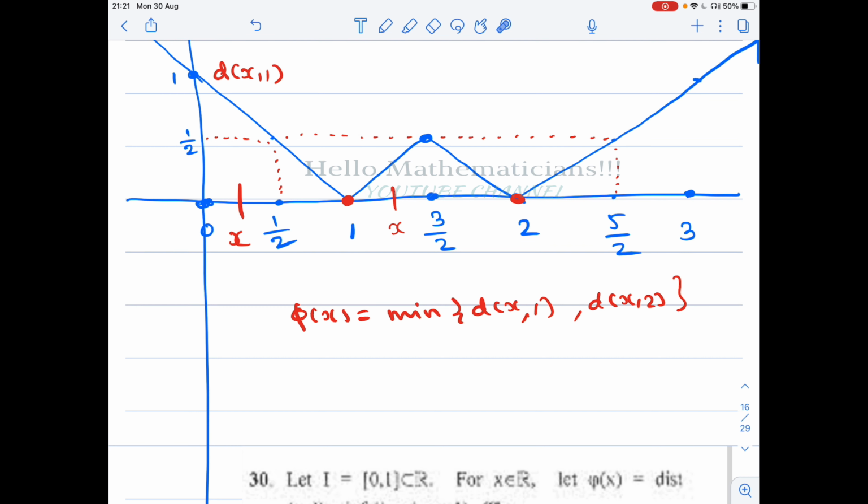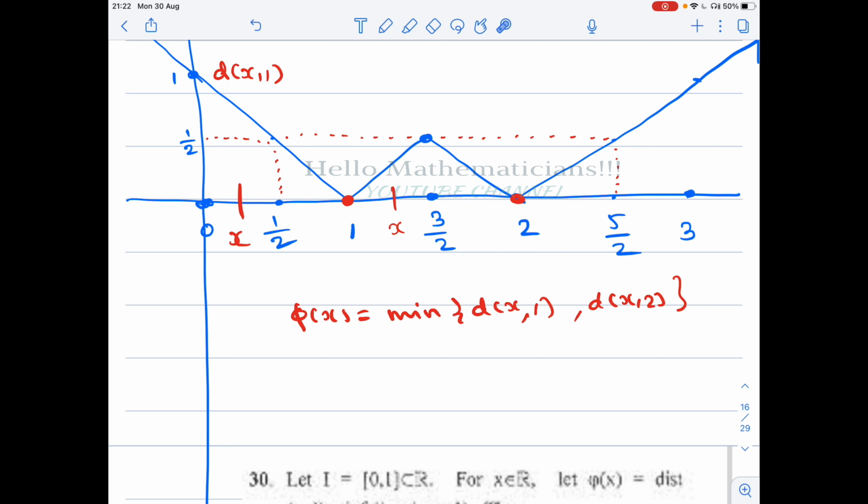Now if you take a point here, the distance between x and 1 will be larger than the distance between x and 2. Therefore here in this open interval the function phi of x will be d of x comma 2, and as you go right towards 2, the distance is decreasing, so the function will go like this. This is how the graph of the function looks, and you can clearly see that there are three sharp points for this function.